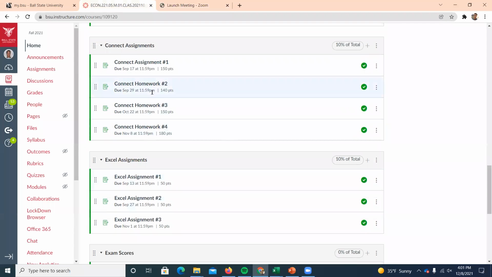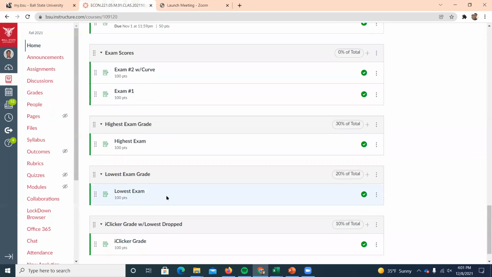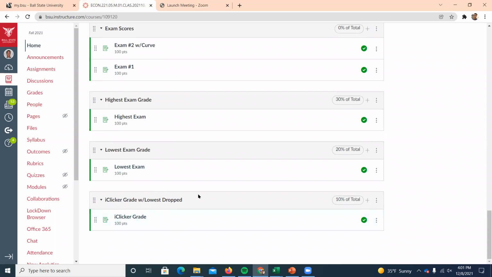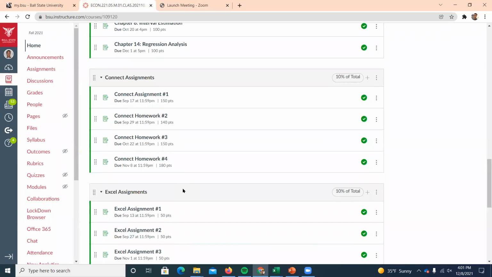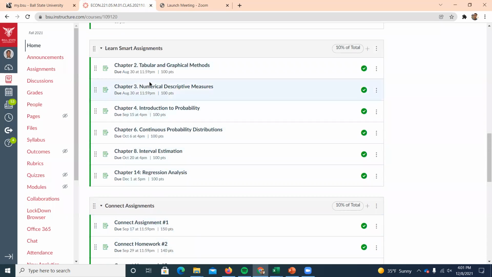I'll do a similar thing for the Excel and Connect assignments once all those due dates have passed. So you'll see a similar category show up for each one of those that shows you what your grade is with the lowest dropped. Maybe even before I leave today, if not for sure tomorrow, I'll do a similar thing for the Learn Smart, since we won't have any more of those, showing you what your score is with the lowest dropped.